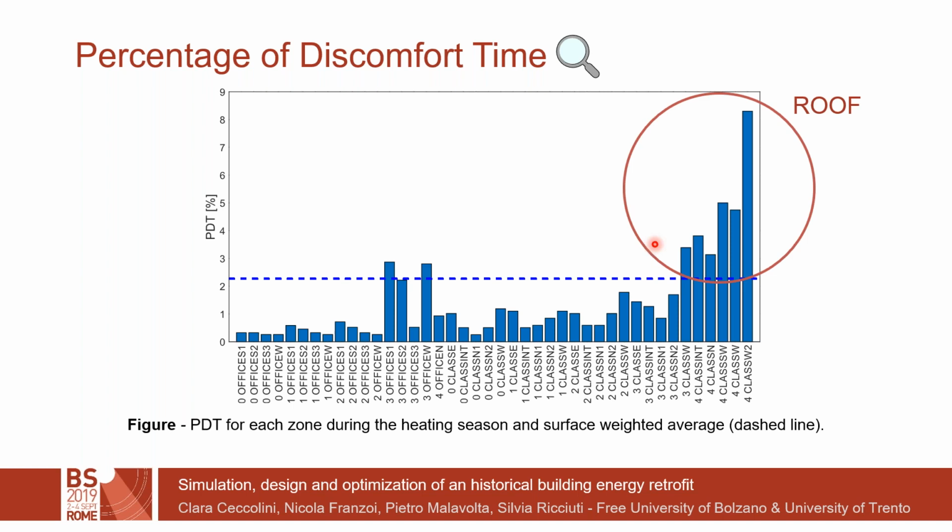The high PDT values that the circles surround correspond to the classes and offices of the last floor. And the high PDT is probably due to the poorly insulated roof. Thanks, Pietro.